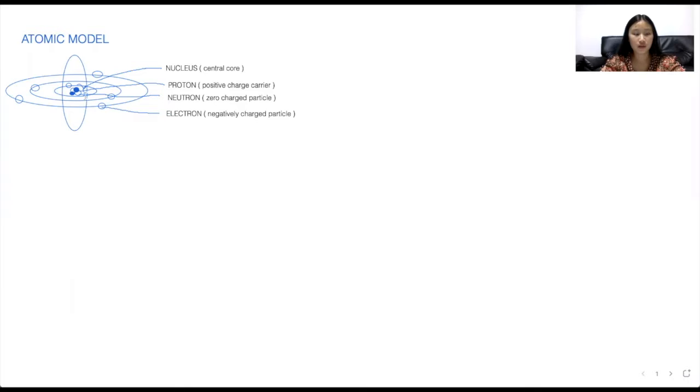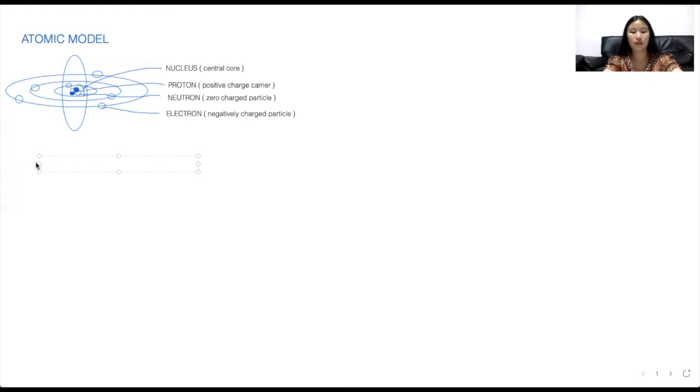Today I will be discussing the atomic model. So here's the structure of the atomic model. In the center, we have the proton and neutron, which is the nucleus, the central core. Proton is the positive charge carrier, and neutron is the zero charge particle. And an electron is the negatively charged particle.